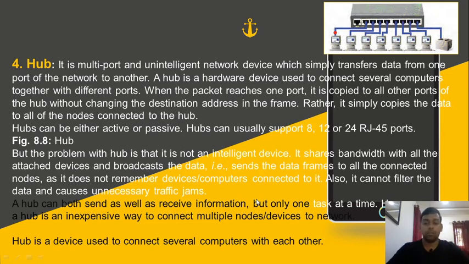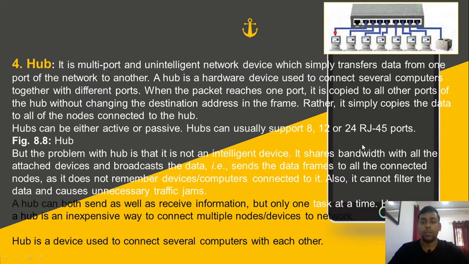So it shares the bandwidth with all the attached devices and broadcasts the data, sends the data frame to all the connected network. It doesn't remember the devices or computers connected to it, or the address of the computers. That's a problem. It cannot even filter the data, so it causes unnecessary jams. A hub can both send as well as receive information, but only one task at a time. That's another problem. However, a hub is an inexpensive way to connect.